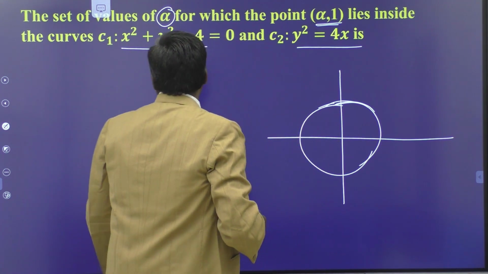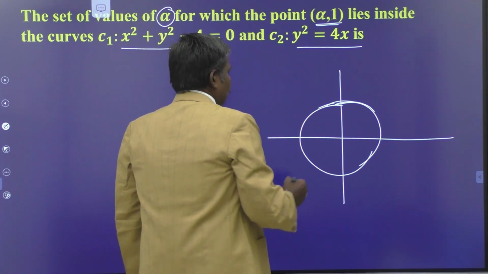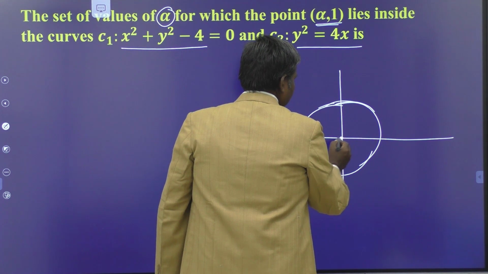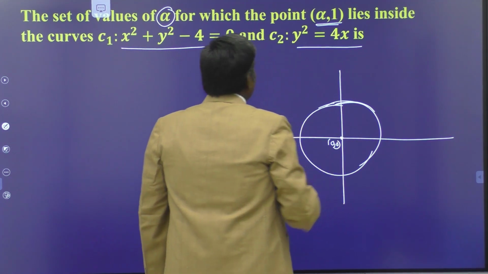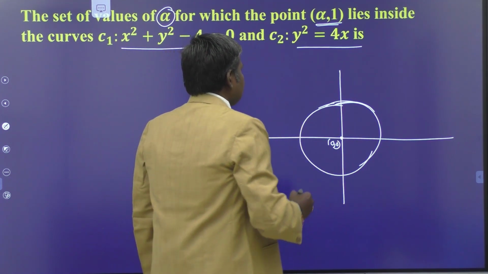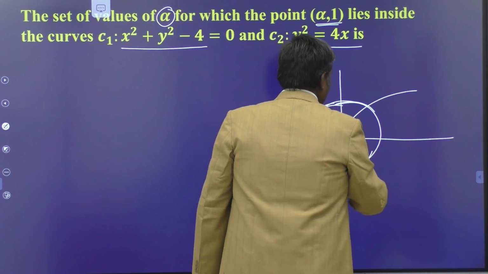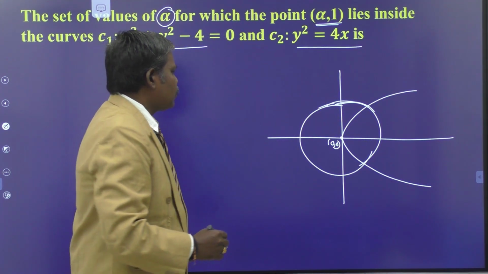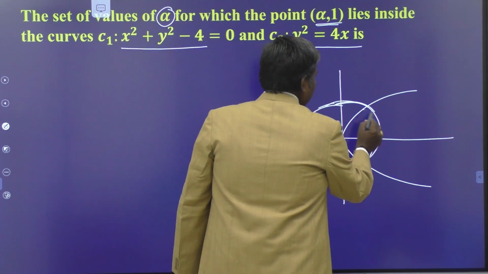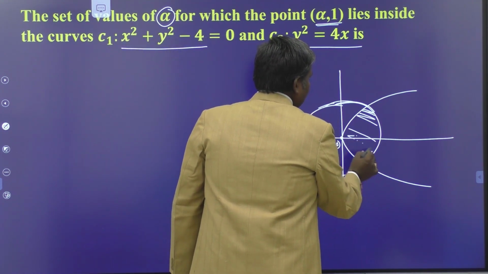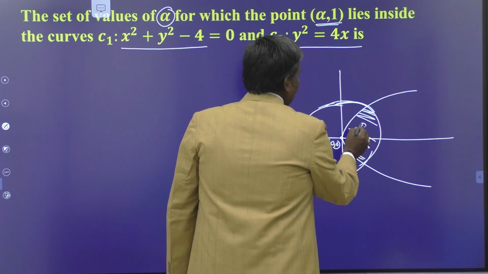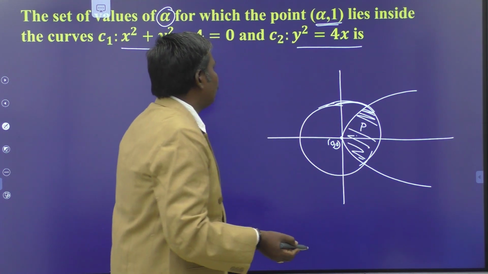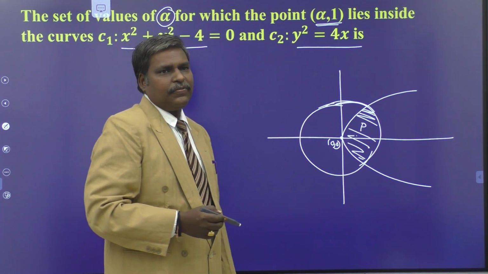Okay, it is the circle with center at origin, radius 2 units. And y square equal to 4x is a parabola whose axis is along the x-axis and rightwards. This is the parabola. So what is the portion? This is the portion which is inside both curves. Suppose your point P is here, then we have to find out the range of alpha.